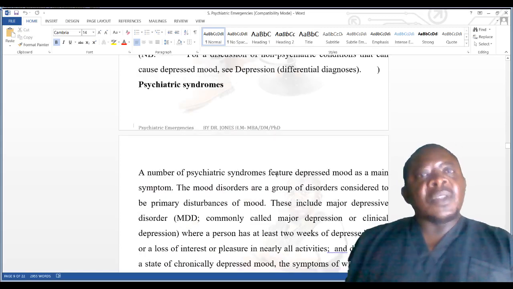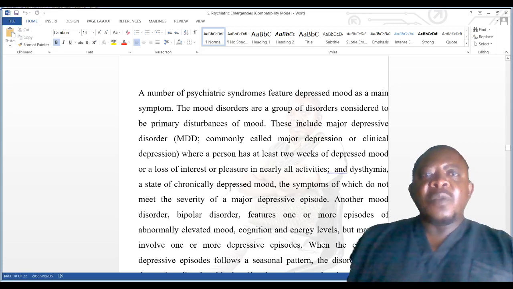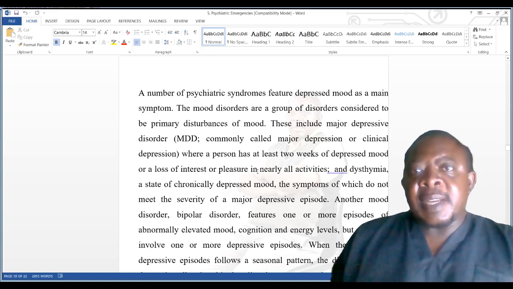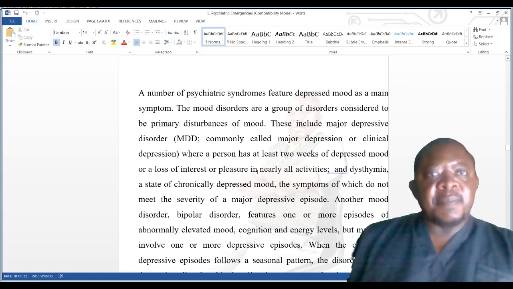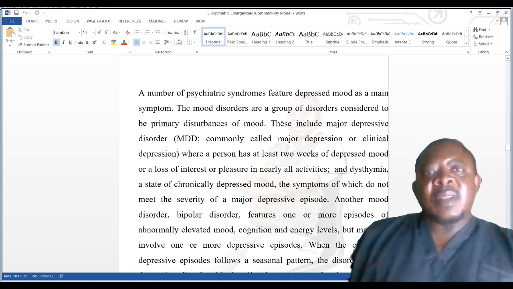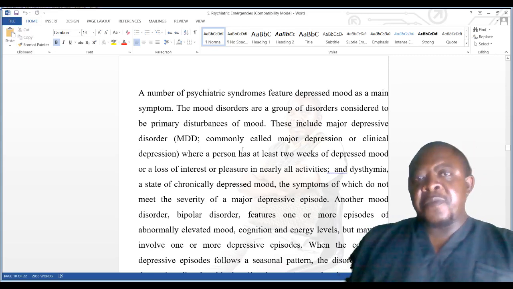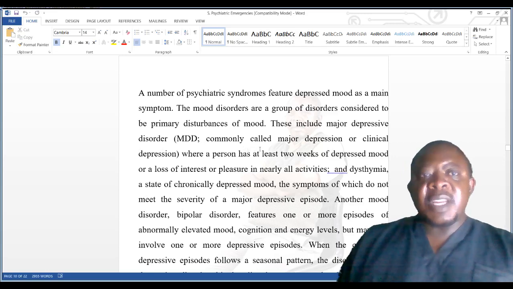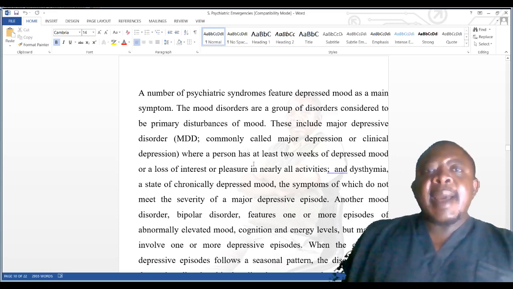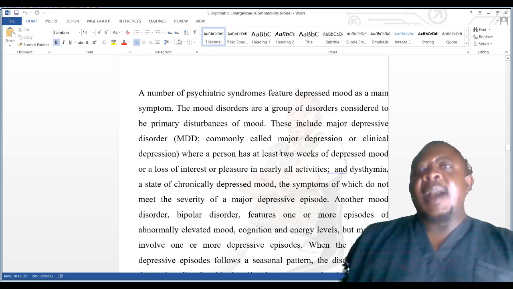Okay, so now other conditions that may lead to psychiatric syndromes. A number of psychiatric syndromes feature depressed mood as a main symptom. Okay, so those that feature depressed mood as main symptoms are a lot. So the mood disorders are a group of disorders considered to be primary disturbance of mood. These may include major depressive disorders, commonly called major depression or clinical depression, where a person has at least 2 weeks of depressed mood or a loss of interest or pleasure in nearly all activities.